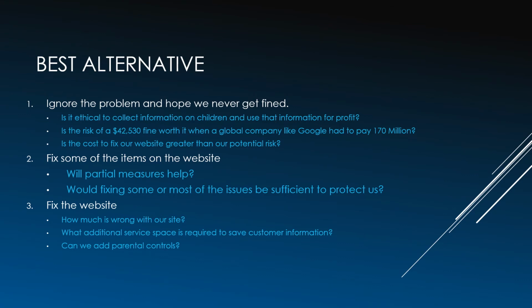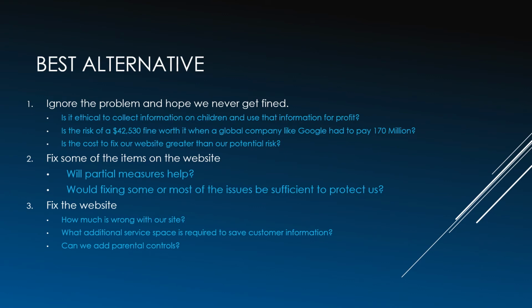From our list of alternates that we gathered, we then want to see what the best alternative is. In order to do that, we want to look at any problems and issues that may arise from each of the solutions, and to understand what the ethical dilemmas may be with each problem. The first one was ignoring the problem and hoping that we never get fined. The thing that we have to understand is whether or not we think it's ethical to actually collect information on children and use that information for profit.